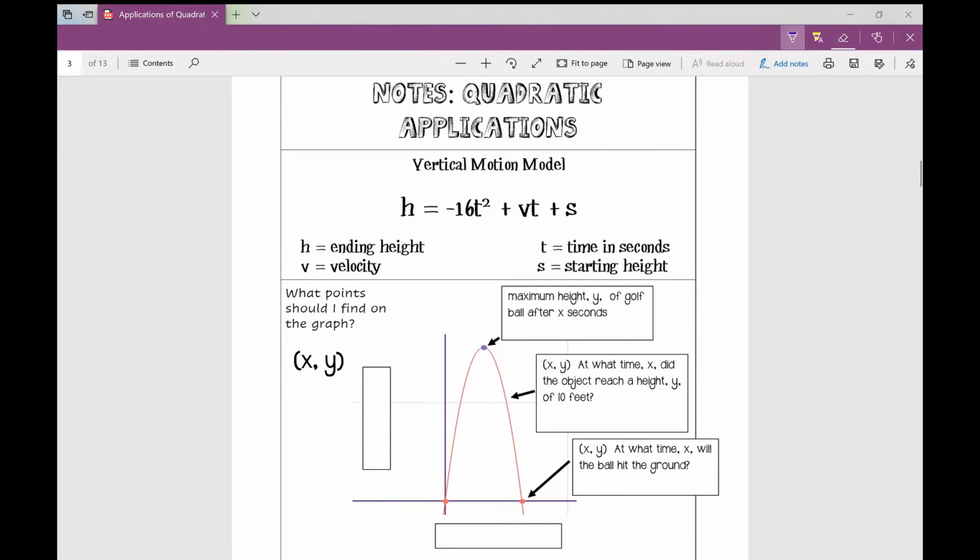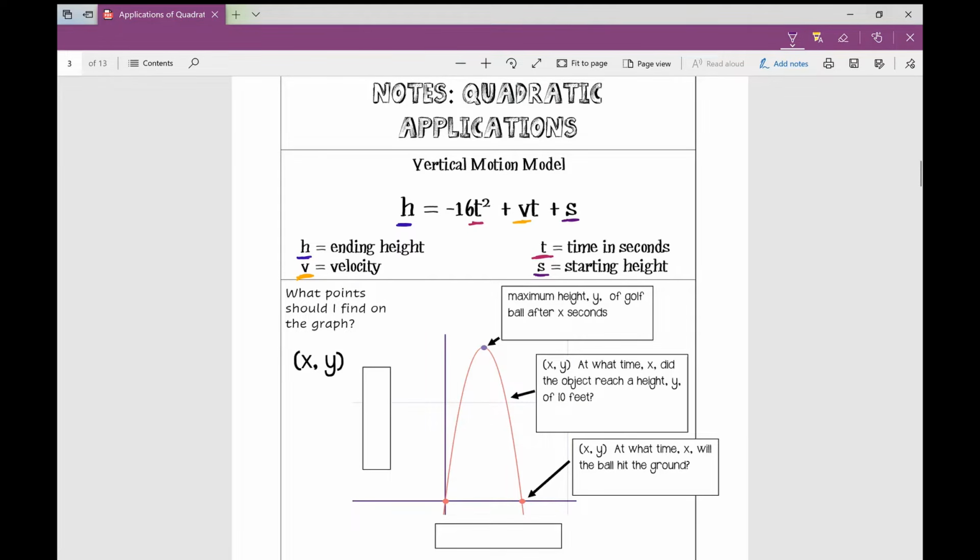In this particular model, h represents the ending height. I'm going to change some colors here. T represents time in seconds. That's pretty easy. Time, t, time. V is velocity, and remember the velocity is the speed of something in a given direction. And then s represents the starting point. So we're going to use this formula as we go through these problems.